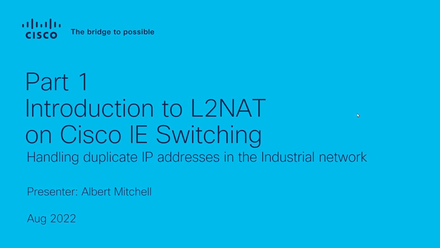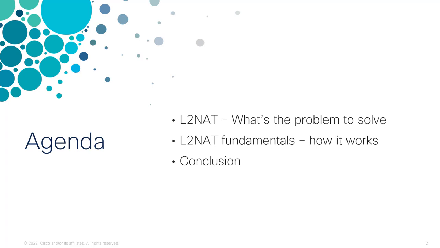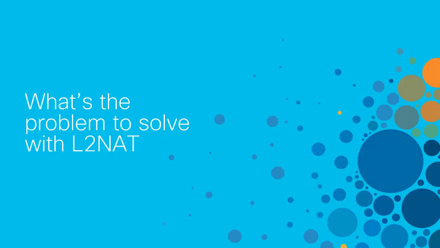My name is Albert Mitchell, and we're going to be talking about how to handle duplicate IP addresses in industrial networks. In part one, which means there's going to be another part coming, what is the problem to solve and how does Layer 2 NAT fundamentally work? The idea is at the end of this, you should have enough information that you could implement this.